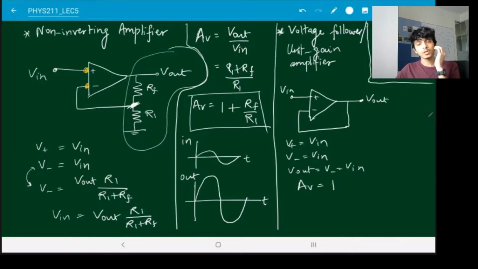and it's called the voltage follower because the output just follows the input. There is no difference between input and output. It is a non-inverting amplifier in the sense that the phase of the input and output is the same, and the gain factor AV is exactly 1. Therefore, unit gain amplifier.